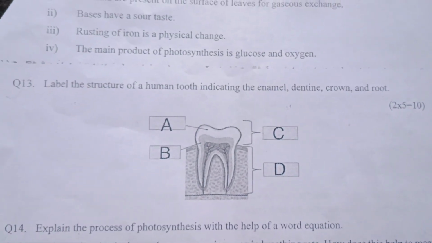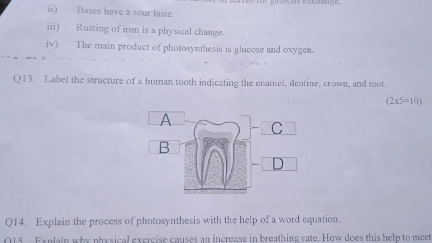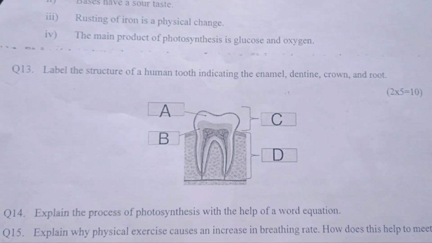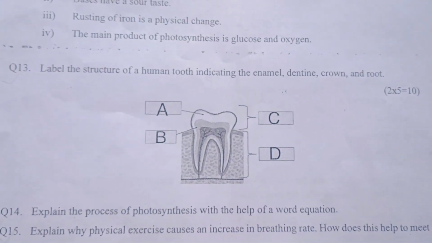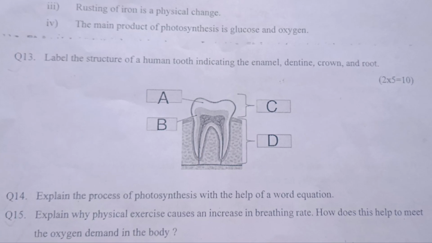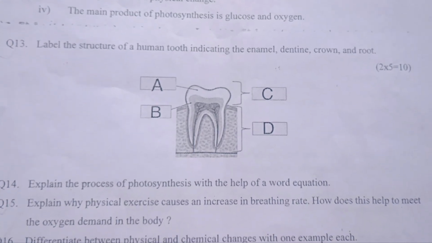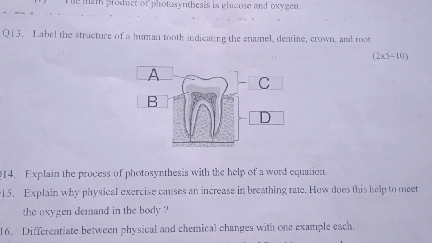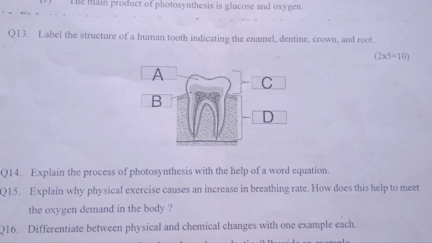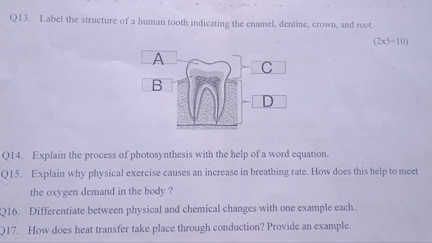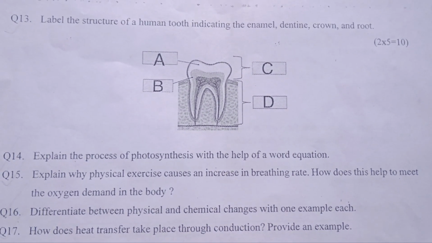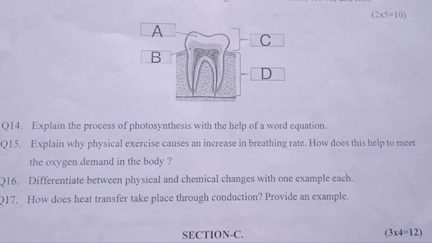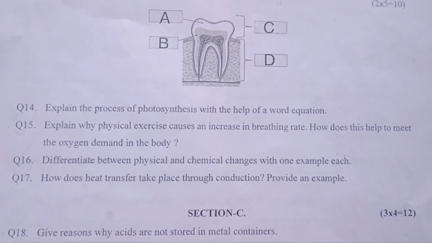Explain the process of photosynthesis with the help of a word equation. Explain why physical exercise causes an increase in the breathing rate. How does this help to meet the oxygen demand in the body? Next, differentiate between physical and chemical changes with one example. How does heat transfer take place through conduction? Provide an example.